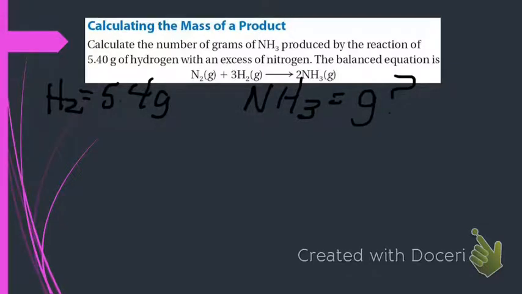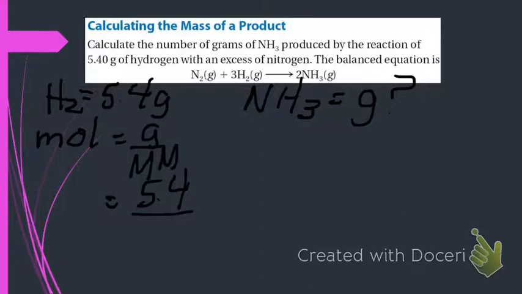Okay, I need to find how many moles of hydrogen gas I have so I can make a mole ratio. So moles equals grams over molar mass. So that's going to be 5.4 divided by 2. My molar mass of hydrogen gas is 2, which gives me 2.7 moles of hydrogen gas.